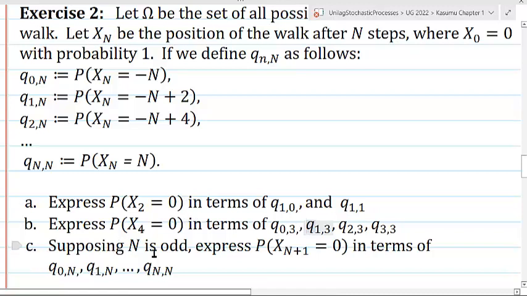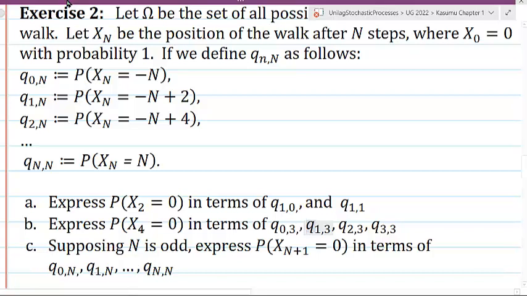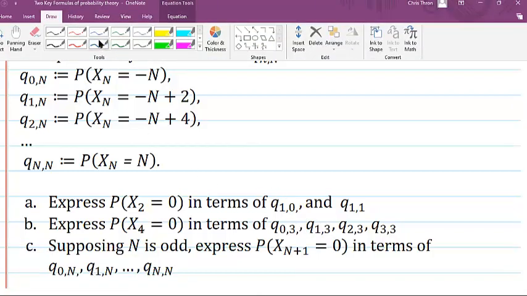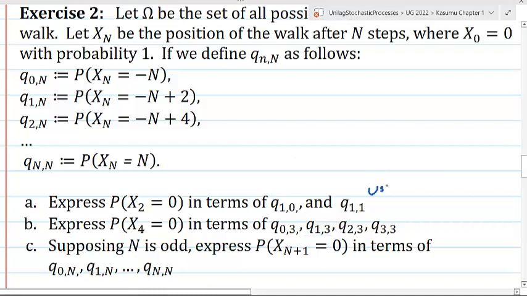Question C, supposing n is odd, express the probability that the random walk is at 0 after n plus 1 steps in terms of these values. So let me emphasize, in order to do this, I want to use the conditional probability formula. Okay? So I've introduced the first key formula of probability that involves conditional probability. In the next video, I'll introduce the second key formula.